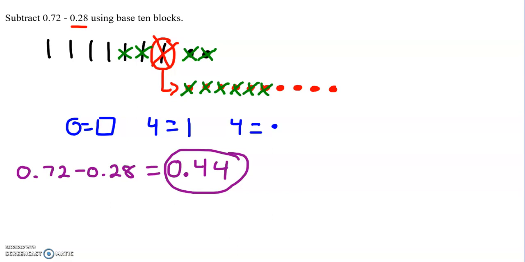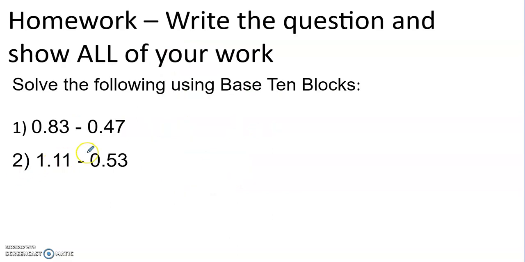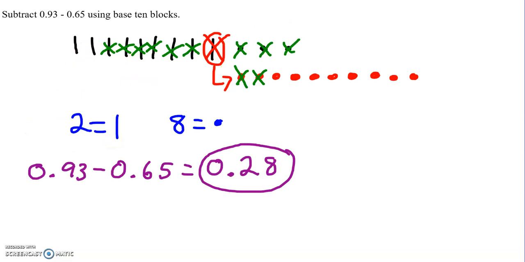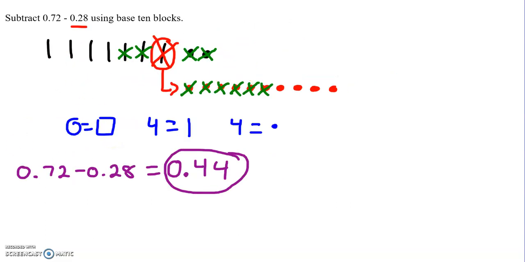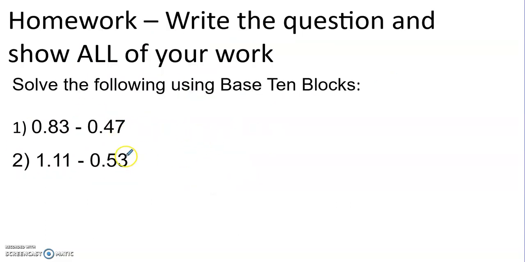Now that I have that in, I want you to try 2 on your own. So in your notebook, I want you using base 10 blocks, just like I used here and here, okay, for both of these problems. You have 83 hundredths minus 47 hundredths. Again, here you'll have the 8 longs, the 3 singles. You're going to have to borrow, and then you will take away 7 ones, singles, and 4 longs. And what you have left over is your answer.